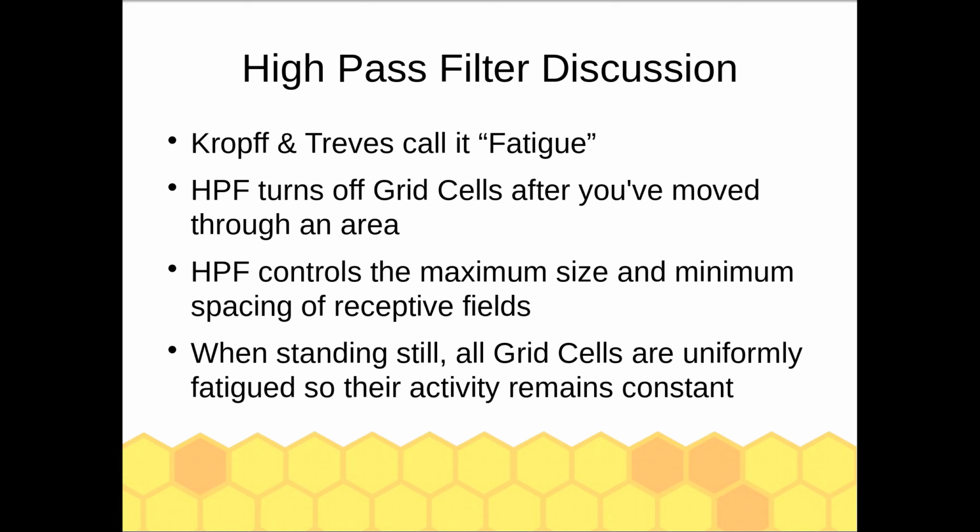By turning grid cells off after you've moved a certain distance, the high-pass filter shapes their receptive fields into circles. The radius of the circle is controlled by how fast you are moving and by how quickly the grid cells become fatigued. The high-pass filter is a mathematical way of saying, it's been a while, so you've probably moved to a new location. This works in any number of dimensions. The high-pass filter shapes the grid cell receptive fields into n-dimensional spheres. And of course, a circle is a two-dimensional sphere.